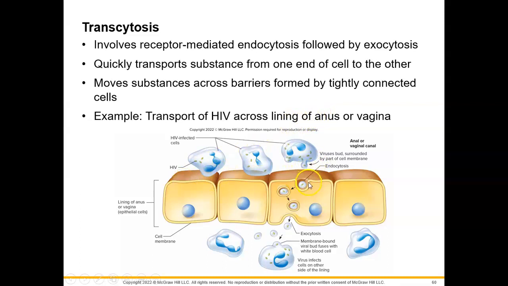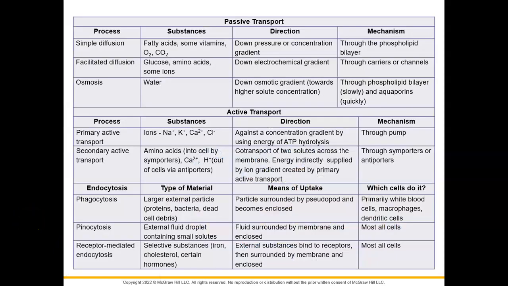So the virus is engulfed using receptor-mediated endocytosis into the cell. It's contained within a vesicle and moved through the cell and then released on the other side of the cell. Now it's crossed our barrier and it's inside our internal space, which should be a sterile environment, but now it has invaders. Here's a summary of the different types of transport that we've discussed.